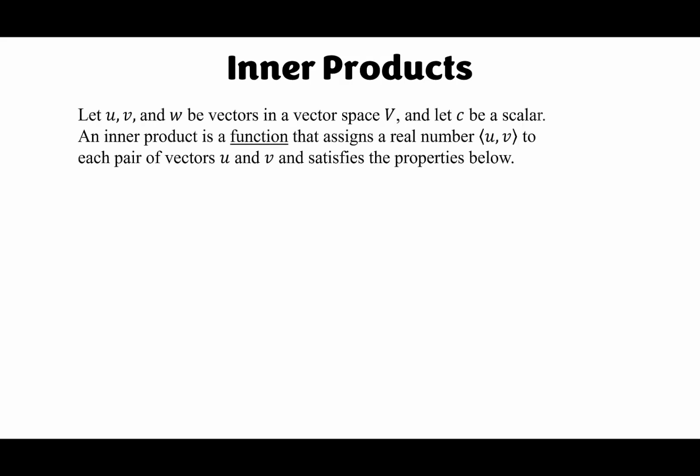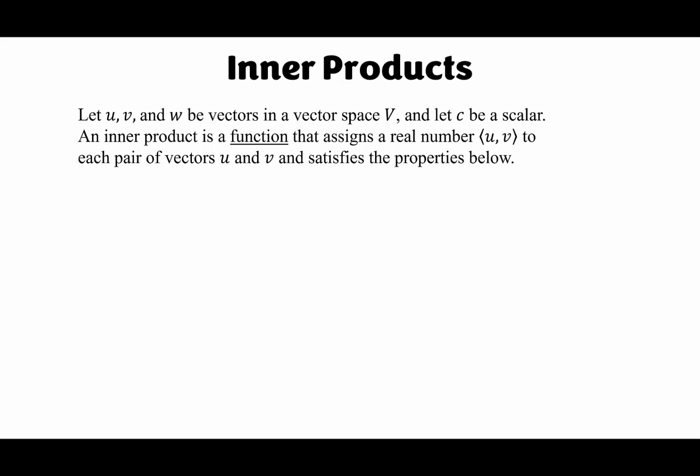Now, the generalization of the idea of a dot product is what we call an inner product. So what is an inner product? Well, again, let u, v, and w be vectors. This time just in a general vector space V. It doesn't have to be the vector space Rn. So we'll be able to look at all sorts of vector spaces. And let c be a scalar.